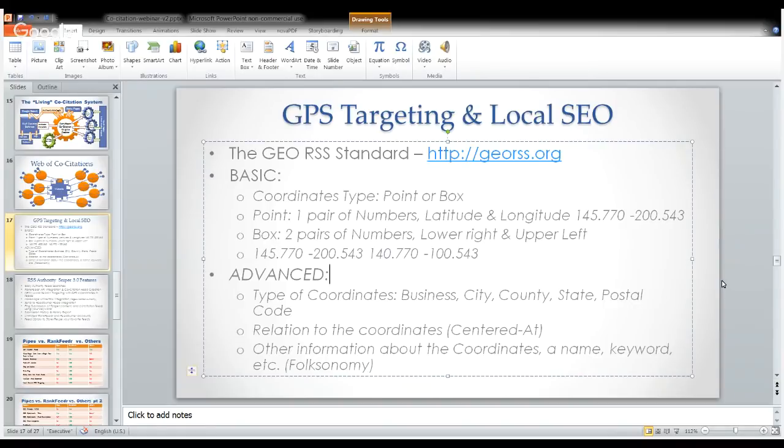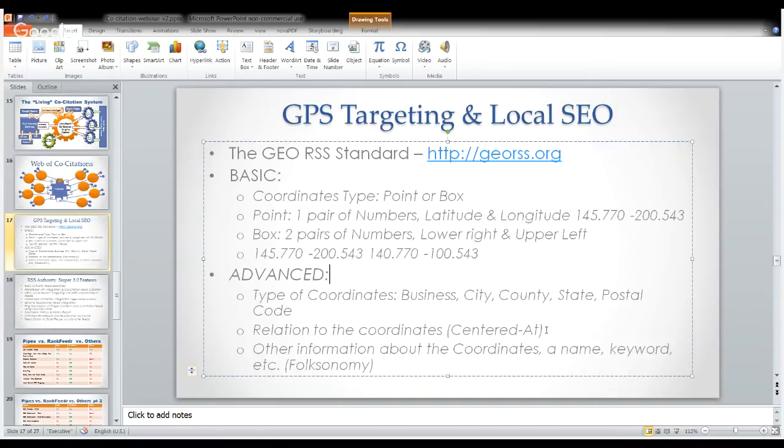And then the advanced version, there's some other additional information that can be added. And so we can do the type of coordinates. It can be a business or a city or a county or a state, or maybe a postal code. And then these two, the coordinate type and the actual coordinates, are required together. So you can't have one without the other. And then in the advanced, all 3 of these also have to be filled in. So you can choose the coordinate type and how it relates to it.